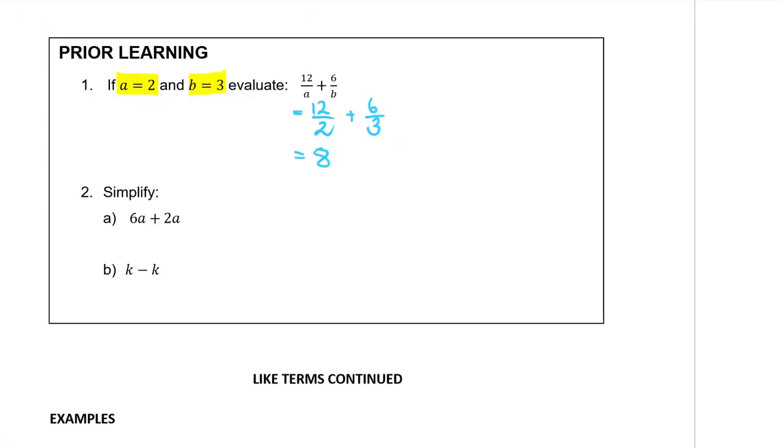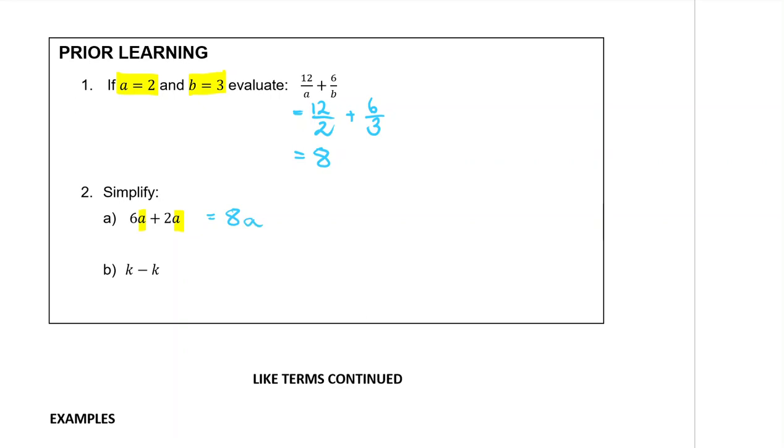Okay, that was from a few lessons ago. Last lesson, we learnt the questions like in question 2. We learned that if our expressions, our problems have the same letter in them, then we can add the numbers in the front to collect them up. So 6 plus 2 makes 8A.